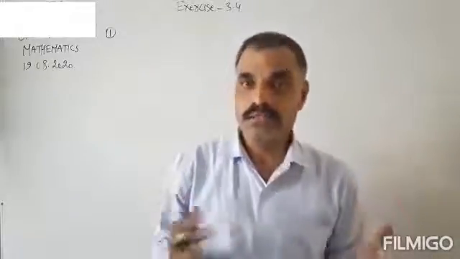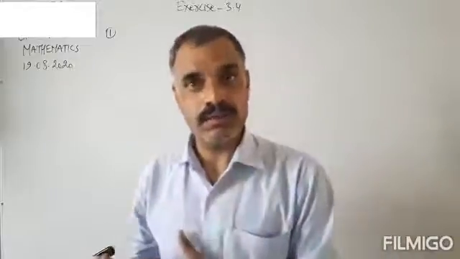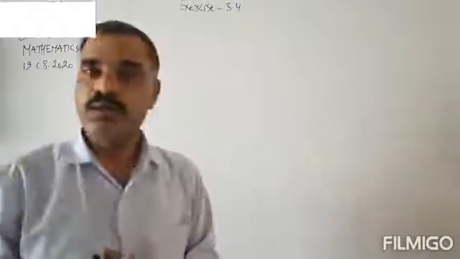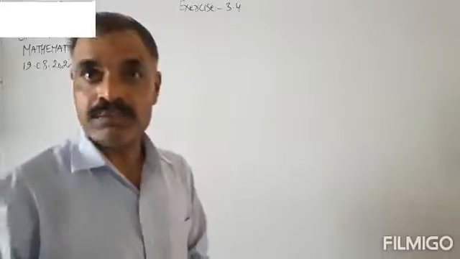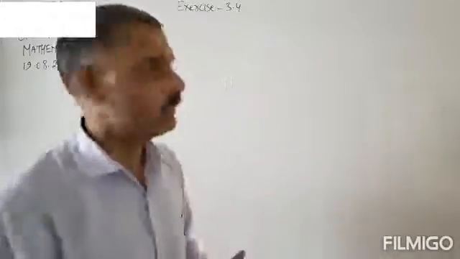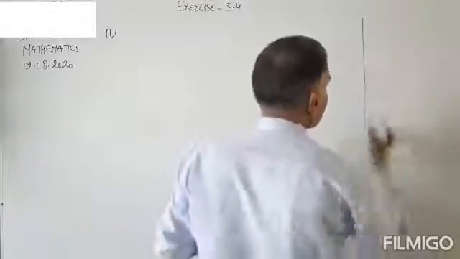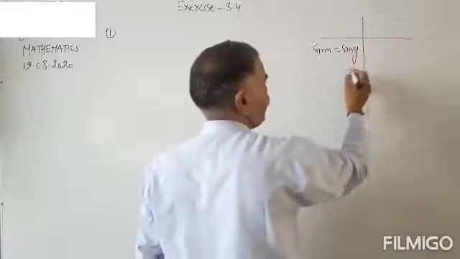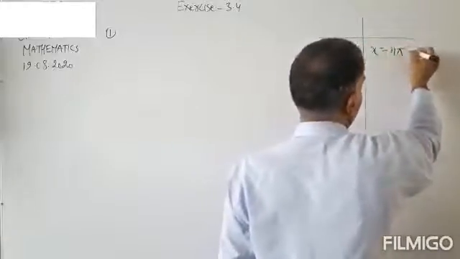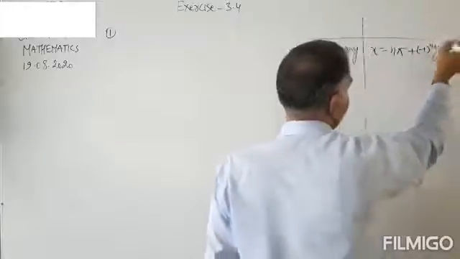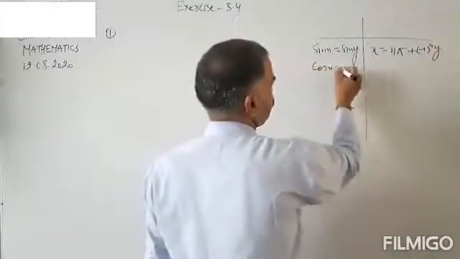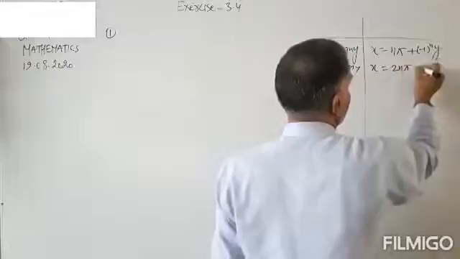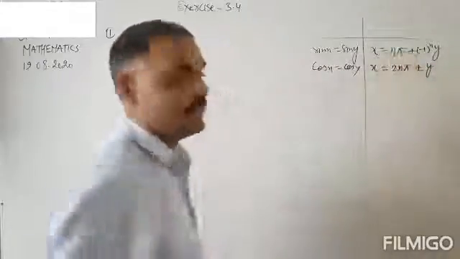That is sin x equals sin y, cos x equals cos y, tan x equals tan y. Okay, so I want to recapitulate all the trigonometric equations and their solutions. First one is sin x equals sin y. Its solution is x equals n pi plus minus 1 to the power n y. Then cos x equals cos y and its solution is x equals 2n pi plus minus y. These are general solutions.